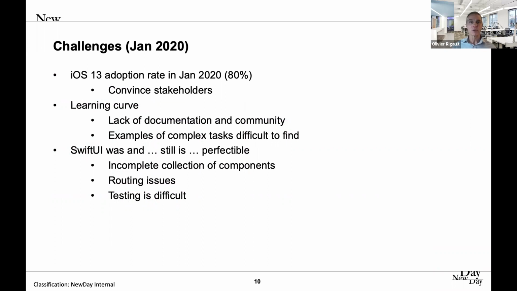The first one was the adoption rate of iOS 13. In January 2020, 80% of iOS users use iOS 13. So we had to convince the stakeholders that it was safe, because 80% is not 100, it's not 95. It's still a lot of people who were not using devices running on iOS 13. So the very first challenge was to convince them.